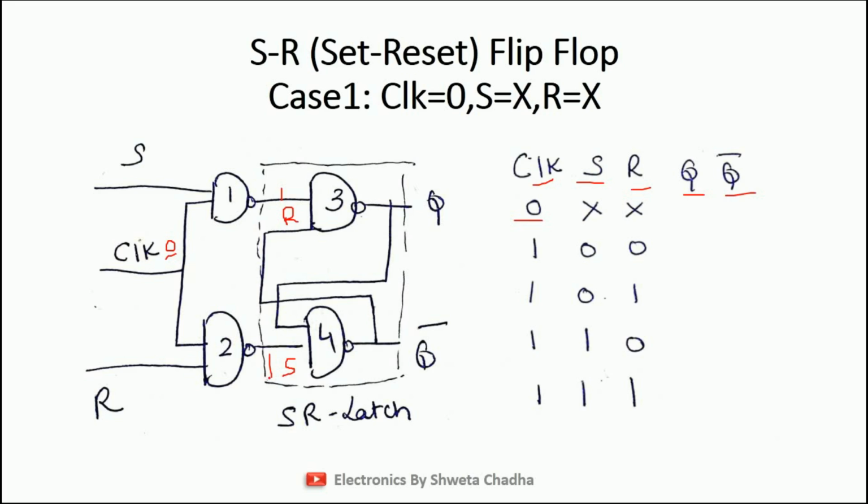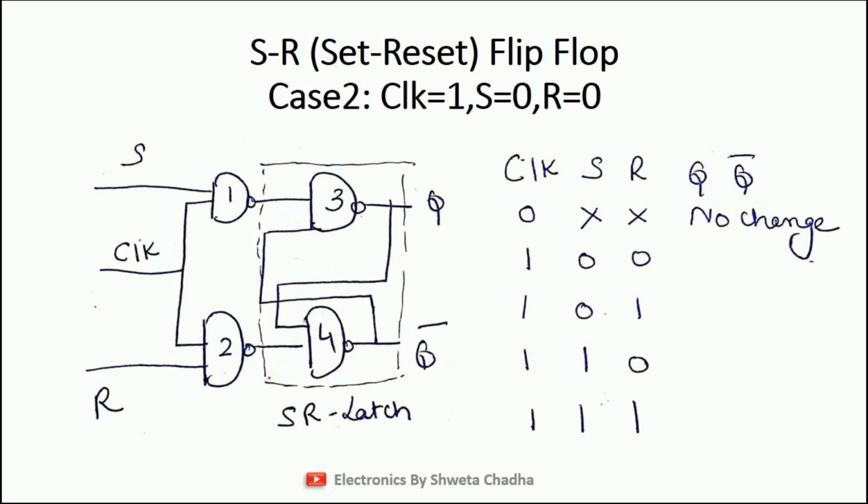And already discussed that when S is 1, R is 1, in an SR latch using NAND gates, the output is known as no change condition. So I am not going to repeat the whole working of the SR latch again. Just by using the previous outputs that we have already discussed, I have concluded the output to be no change. But if you want to see the whole process once again, you can refer to my previous video on the topic of latches.